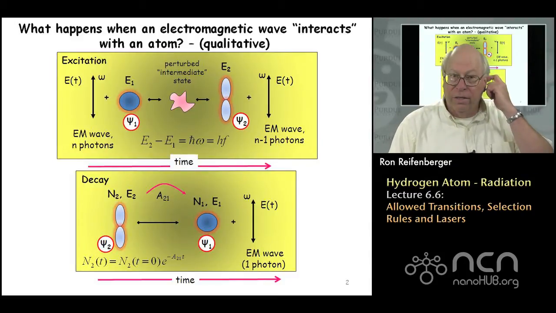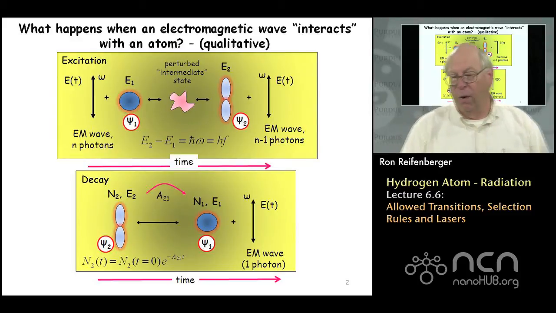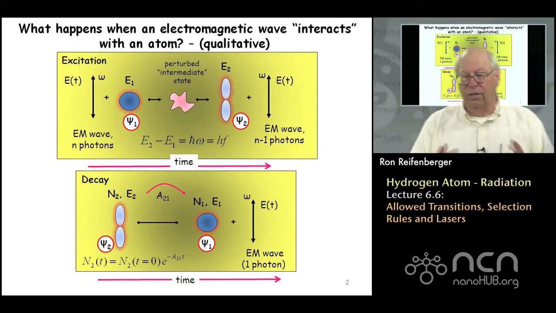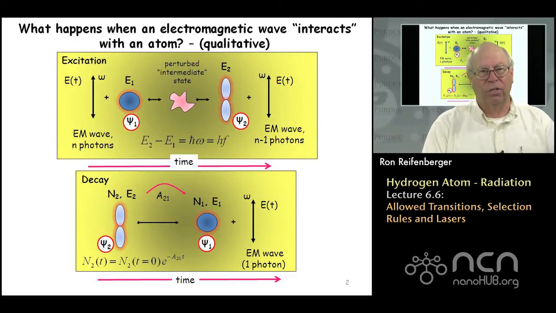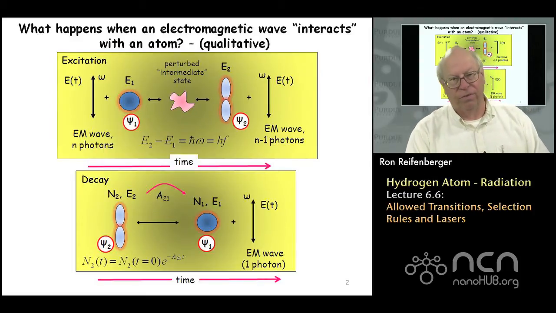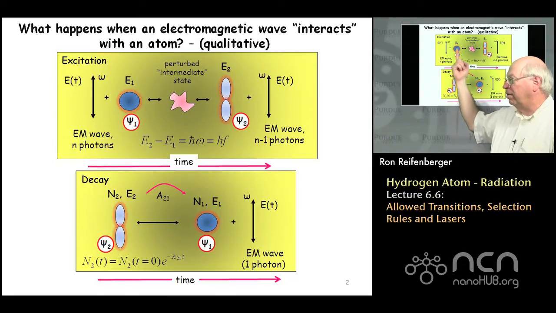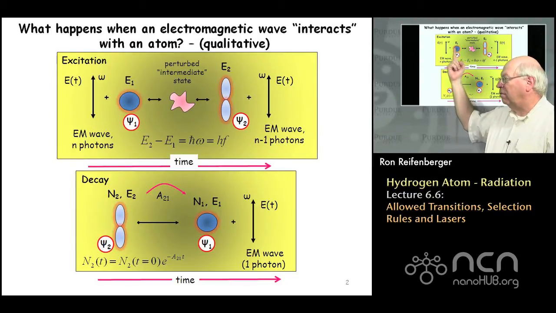To begin with, I'd like to go through a qualitative discussion of what happens when an electromagnetic wave interacts with an atom. This is something that everybody that takes this course should have a firm understanding of. It doesn't involve any mathematics. It just requires you to understand what physically is happening. The basic idea is that you've got an atom with an electron in some energy level E1, and the electron wave function for this energy level E1 is described by a wave function psi1.